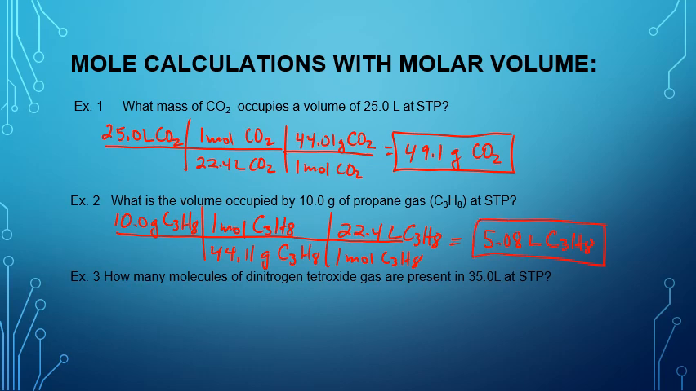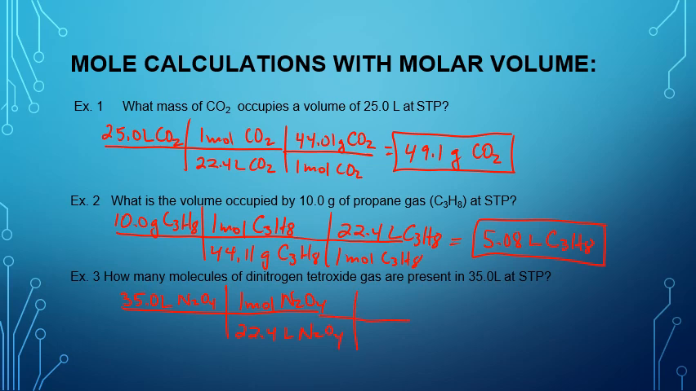And now for my last problem. We have how many molecules of dinitrogen tetroxide, that's N2O4, are present in 35 liters at STP. So I'm going to begin with the 35.0 liters, 3 significant figures again, N2O4. I need to convert that into moles. So 1 mole of the N2O4 will be 22.4 liters.